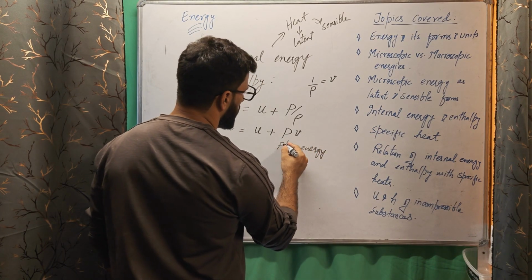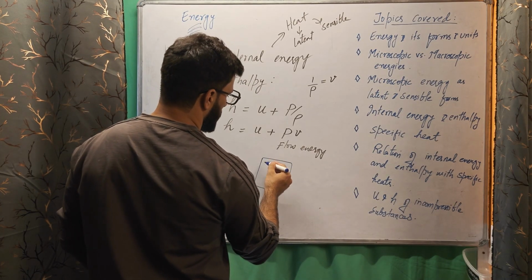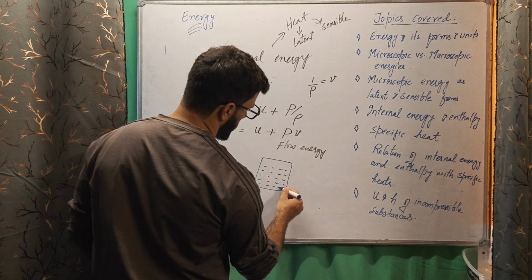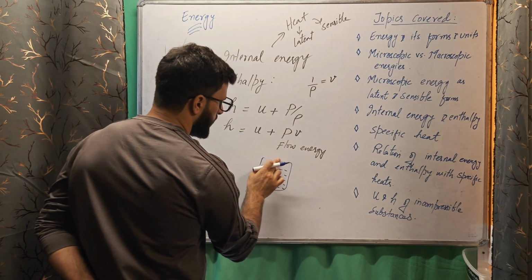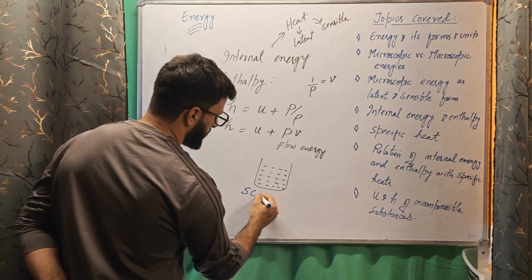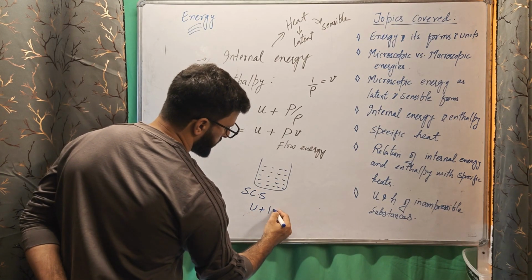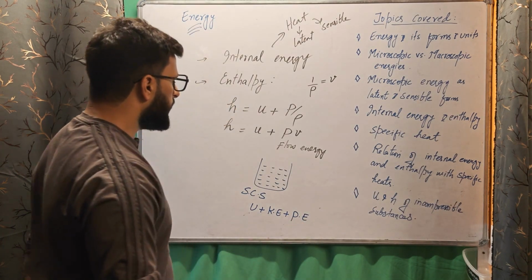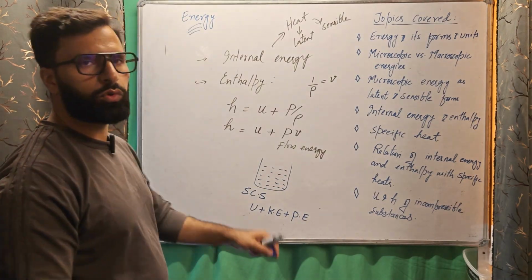Flow energy or flow work. What is it? For example, we have a system which consists of, say, liquid, and the liquid is at rest. It is a stationary liquid in the container. If it is a simple compressible system, it has three forms of energy: internal energy, kinetic energy, and potential energy. That's it. But if it is flowing, it has one additional form of energy, that's called flow energy.